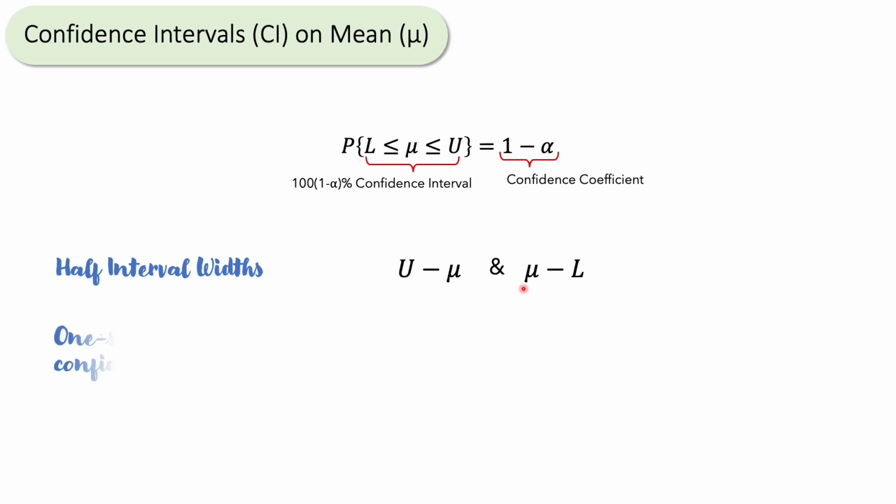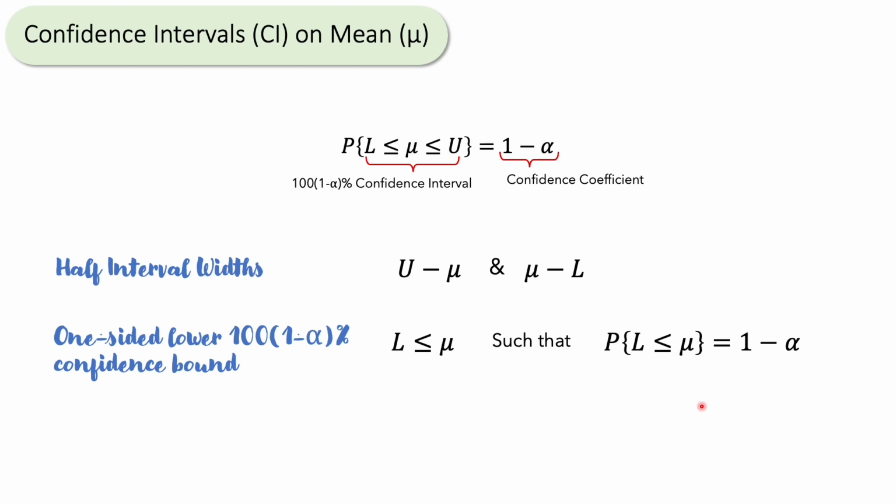Now the one-sided lower confidence bound of this interval can be written like this. This one is the one-sided lower confidence bound, and the probability of this one will be represented like this, that mu, the value of mean, is equal to or larger than the lower boundary of the confidence interval. It will be found by 1 minus alpha.